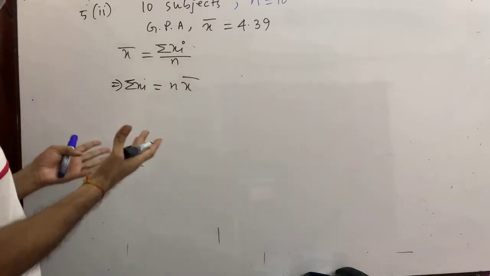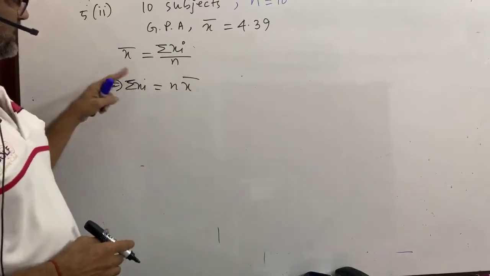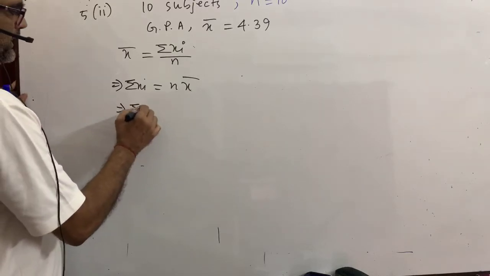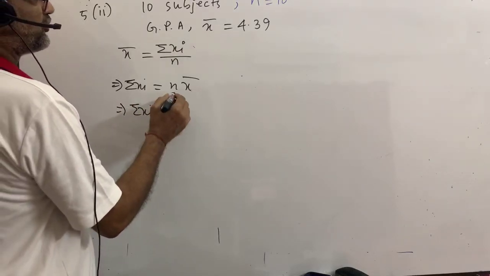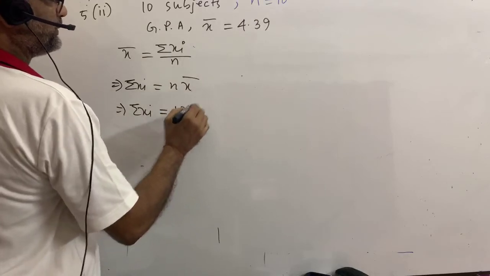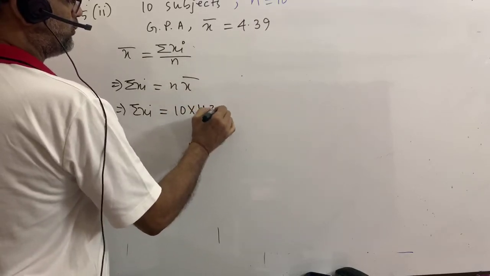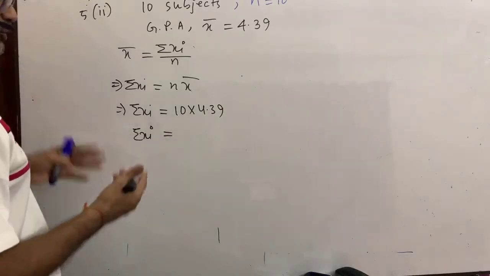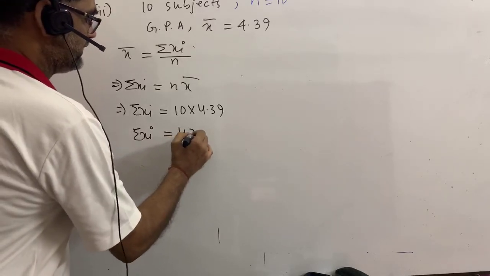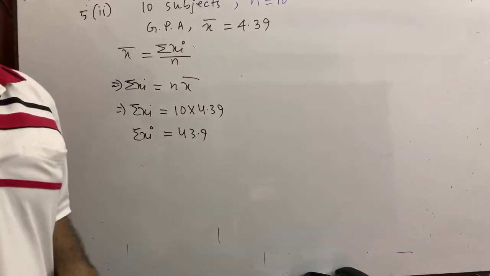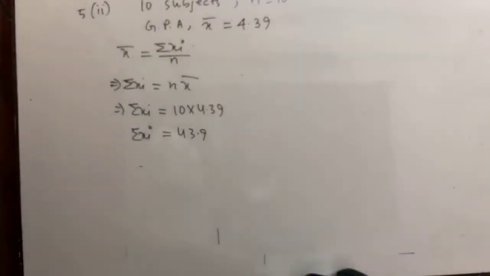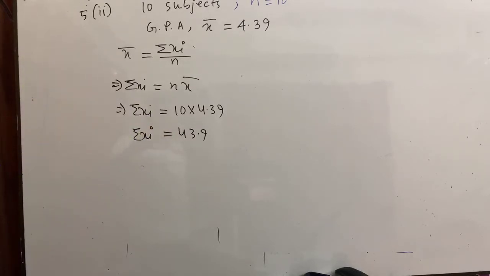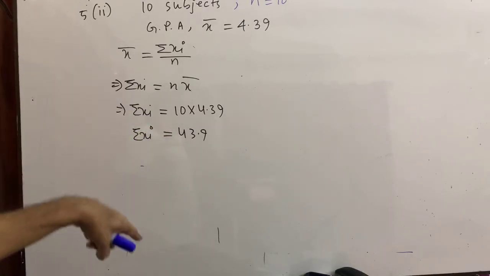Okay, summation xi equals what? N x bar. That's good. Actually, we are getting summation xi, where n equals 10, and the GPA is 4.39. That means the student has got in total 43.9 points. Okay, in your SSC, many of you got like this. I am not telling exactly this, but this type of calculation was held at your level.